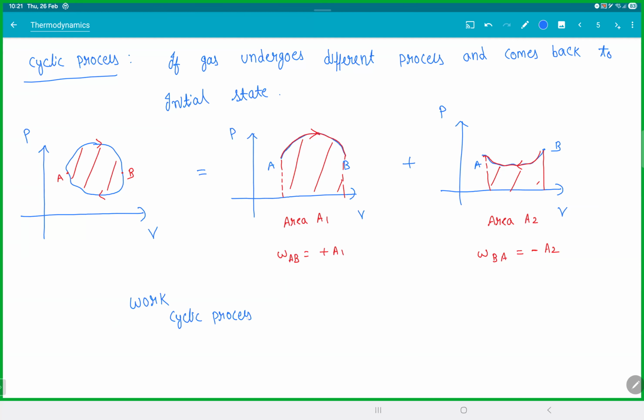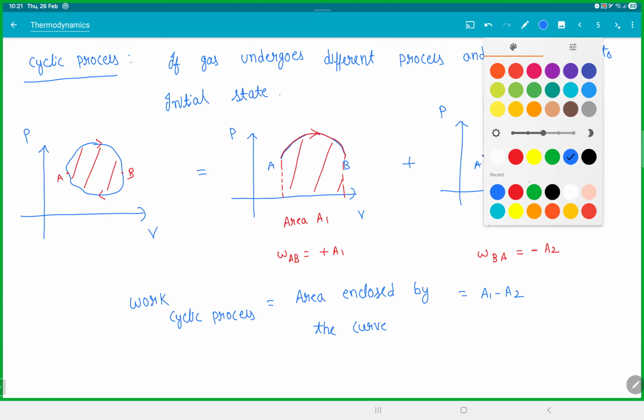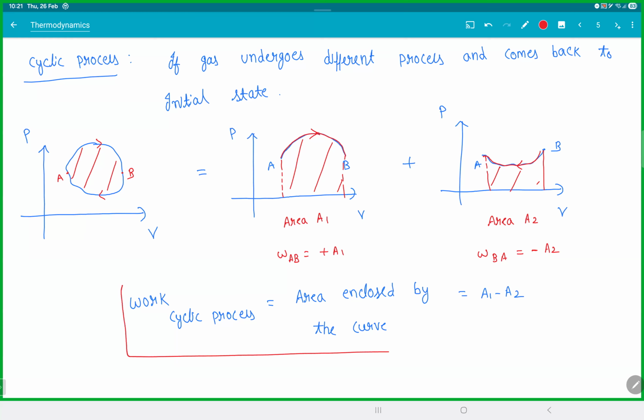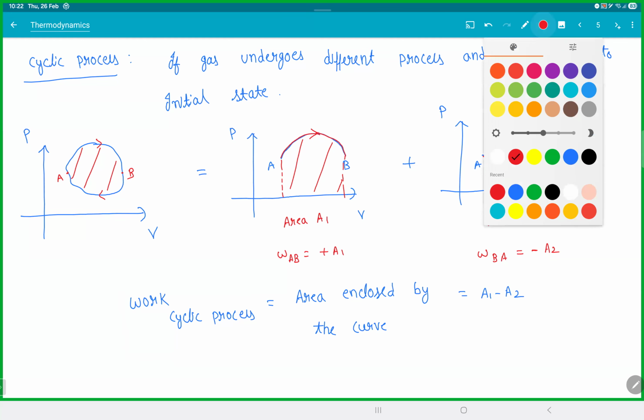So work done in the cyclic process is the area enclosed in the curve. In this case, which is A1 minus A2. Is that clear, everyone? So if someone gives you a closed figure, you just find the area enclosed and you're done. You'll get the work done in a cyclic process. But again, how do you decide whether it is positive or negative? Sign convention matters again. But any doubts on this?